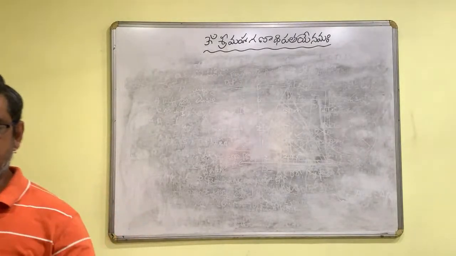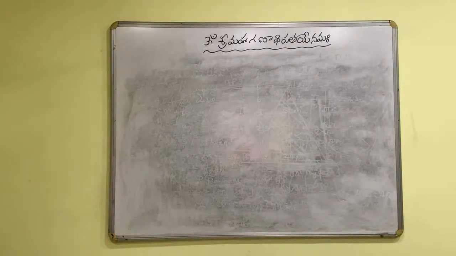The first problem, today's first problem. A vessel is in the form of a hemispherical bowl mounted by a hollow cylinder. The diameter of the hemisphere is 14 and the total height of the vessel is 13 centimeters. Find the capacity of the vessel and the inner surface area of the vessel. So the diameter is 14 centimeters and the total height is 13 centimeters.